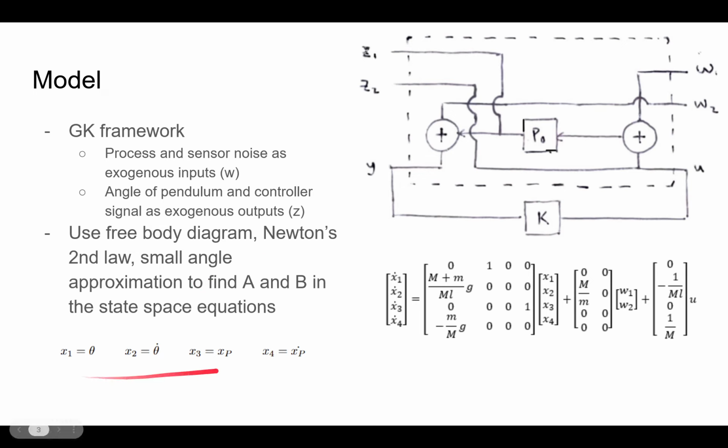And here are my states down below. We have pendulum angle, its velocity. And we have cart position and its velocity. And we have this equation right here that pops out. This is just the dynamics of the system.